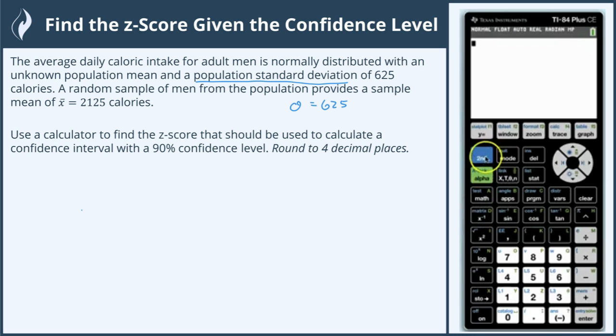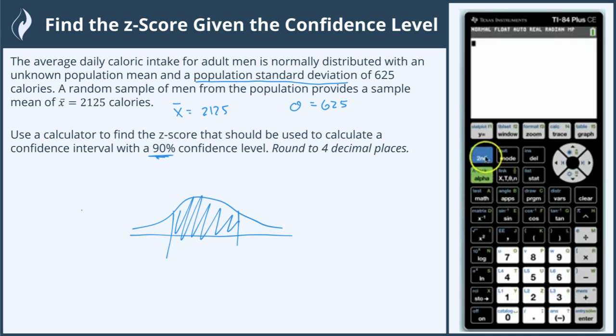A random sample of men from the population provides a sample mean of... So now in a sample of men, their mean was 2125. Use a calculator to find the z-score, and it makes sense that I would find a z-score because the population standard deviation is known. And when the population standard deviation is known, we deal with z-scores. Use a calculator to find the z-score that should be used to calculate a confidence interval with a 90% confidence level.